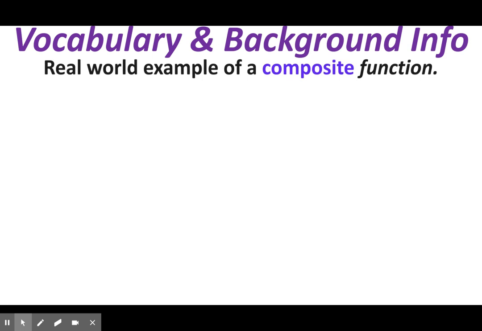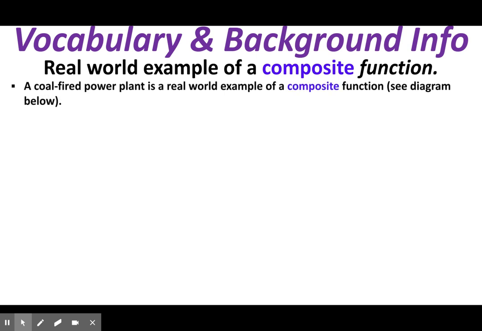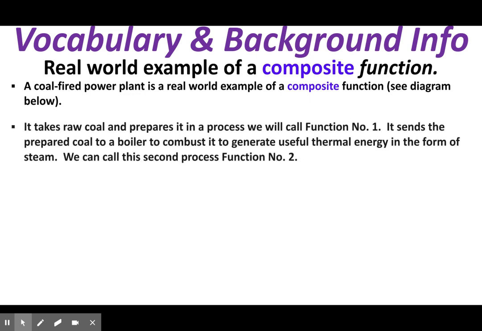So if we look here at a real-world example of what a composite function is, remember, it is one function that takes an input and then sends that output into another function. A coal-fired plant is a real-world example of a composite function. It takes raw coal, which is the input to function number one. Then it sends the prepared coal to a boiler to combust it to generate useful thermal energy in the form of steam. We call this second process function number 2.